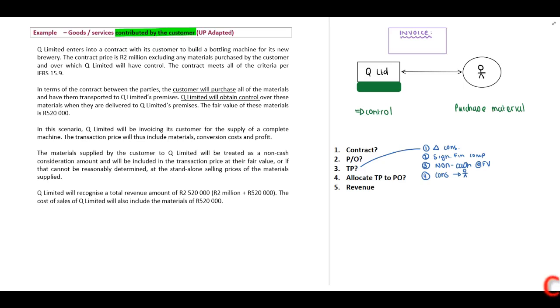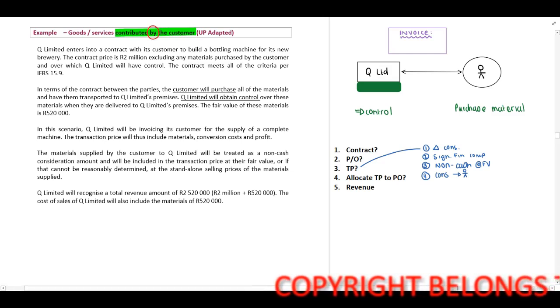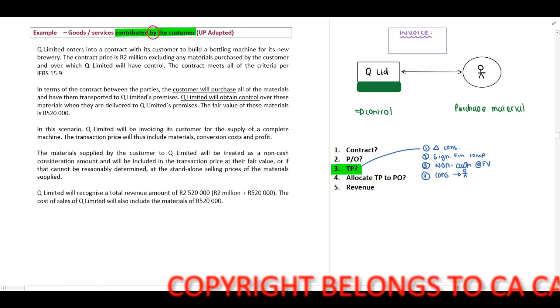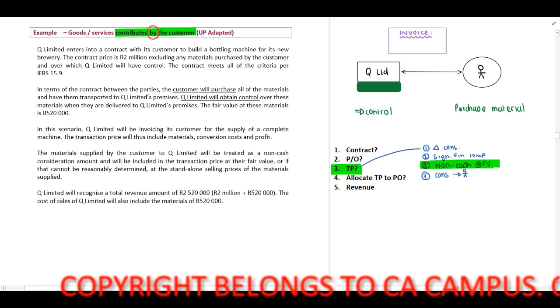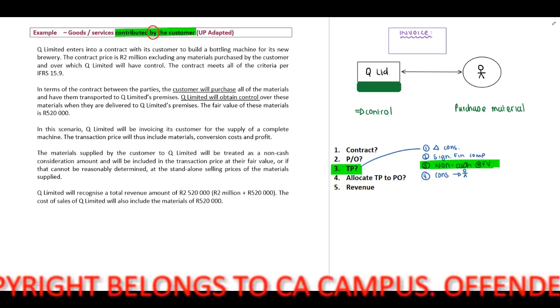In this example, goods or services are contributed by the customer. Now, when you look at our steps, you will identify that this will fall within step 3, where we need to determine our transaction price, and this will be our non-cash considerations at fair value. Now, let's read through the information provided.